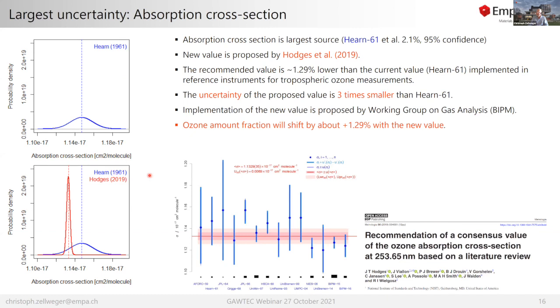And this has consequences because it will also change the ozone amount fractions that are measured with SRPs and then propagated to analyzers in the field. A lower absorption cross-section means that the ozone amount fraction will increase by about plus 1.3% with the new value. And of course, this can have implications also for the violation, for example, of threshold levels.